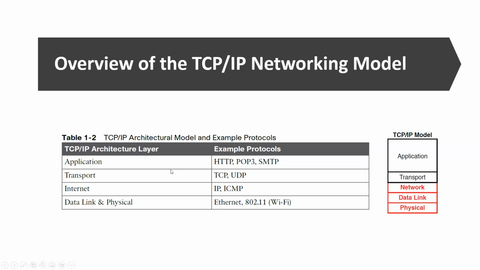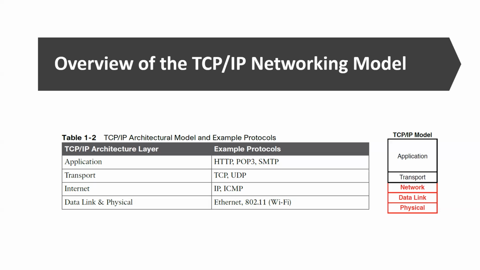So again, we have 1, 2, 3, 4, 5 layers. We have the application layer, the transport layer, the network layer, the data link layer, and the physical layer. In the old TCP/IP model, the data link layer and the physical layer were the same, but they split them up more recently.